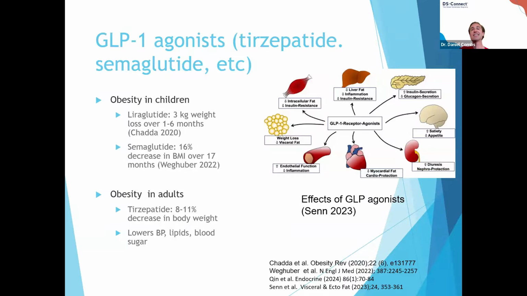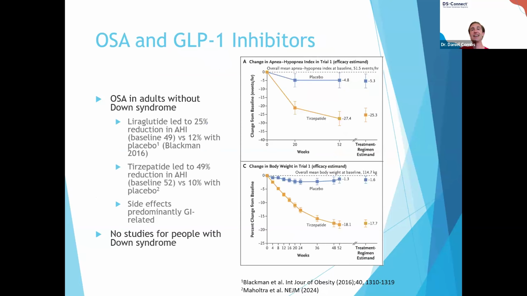So GLP-1 agonists, so this is your Wegovy, semaglutide, tirzepatide, all of those. These were originally diabetes medications and then got approved for weight loss. Recently, tirzepatide specifically was approved for obstructive sleep apnea. This was obstructive sleep apnea in adults without Down syndrome. Tirzepatide, Zepbound is the commercial name, showed a 49% reduction in sleep apnea severity compared to a 10% reduction with placebo. This predominantly appears to work just by weight loss.